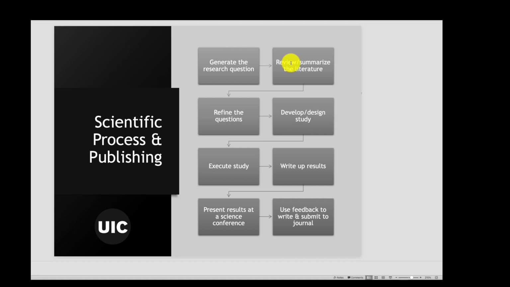Once we have a research question and we read what has been done, well, then we refine those questions. And once we refine those questions, we develop a design or a study. And if you're here at UIC and you're doing that, well, that design and that study has to be approved by your committee, right? That's why we have a proposal committee. They say, yeah, that sounds good, or no, that doesn't sound good, right? Then we execute the study.